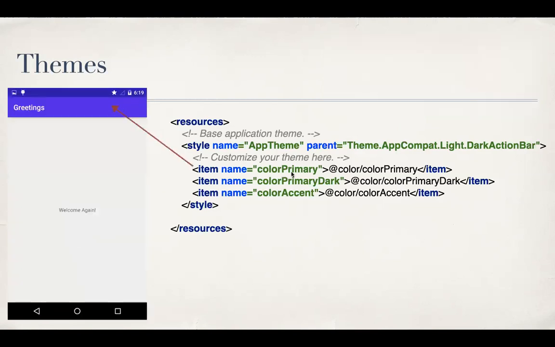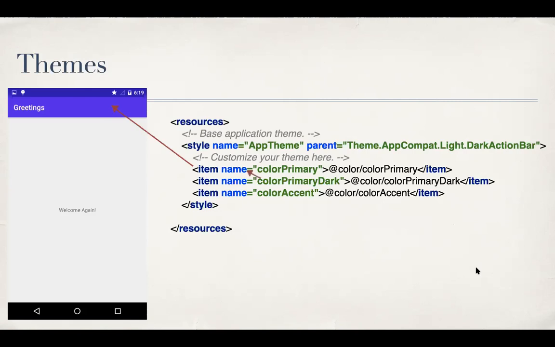The color primary is the color that the quote unquote title bar of your app will take, where the app name goes. And as we'll see later, we can add more controls and navigation on this bar as well.